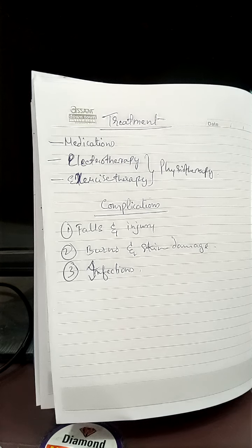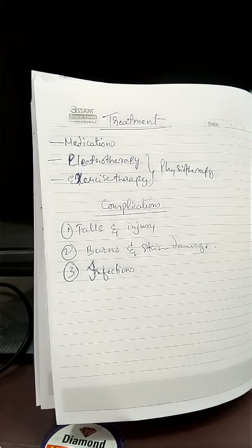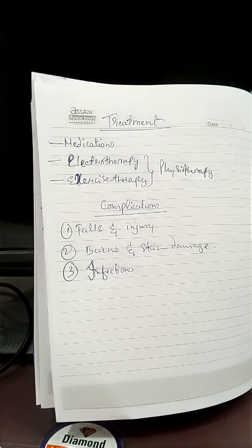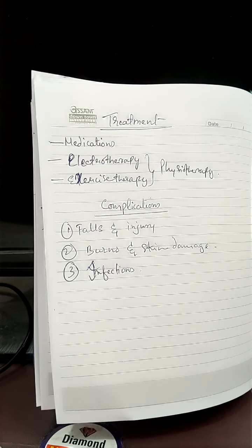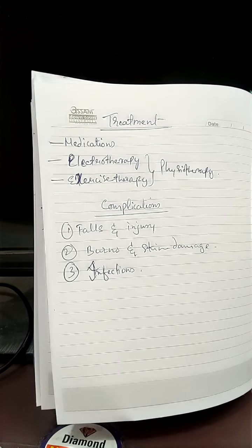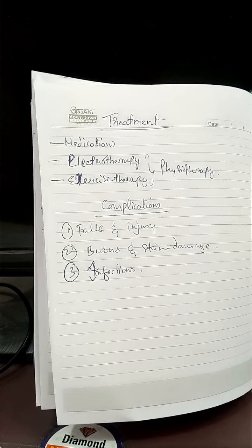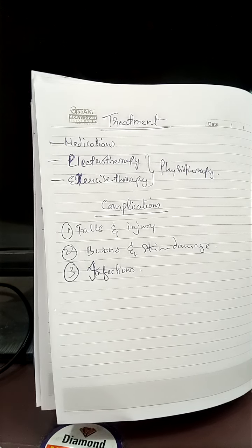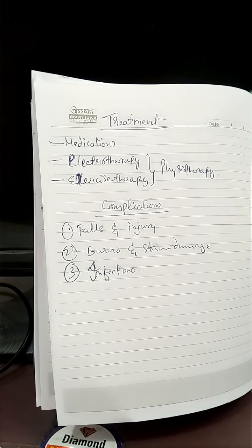Then lastly is our treatment. In treatment, first will come medication. Under medication, medication for diabetes is given, like oral diabetic drugs, or if the person needs it, insulin is given. Then medication for hypothyroidism, then for any other associated problem, medication is given. Then for pain relief also medication is given. So this will come under medication.